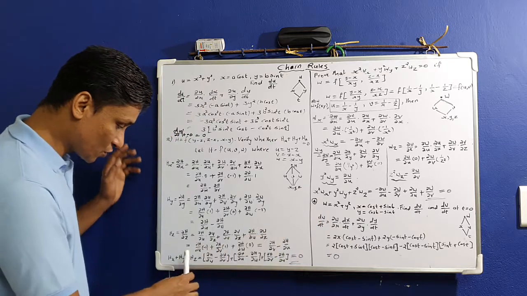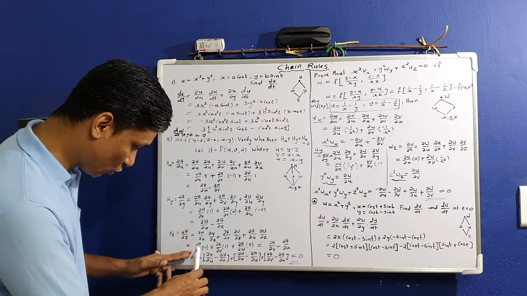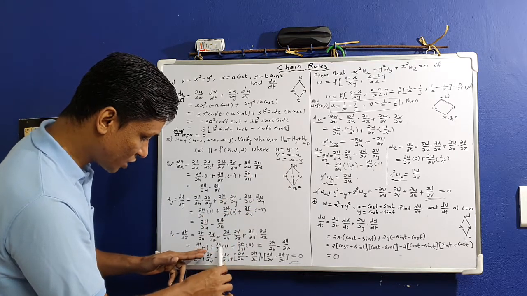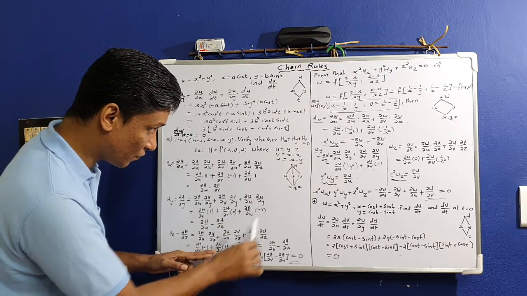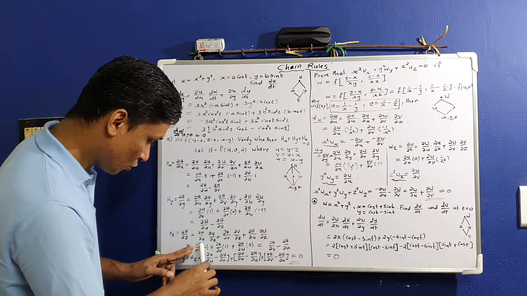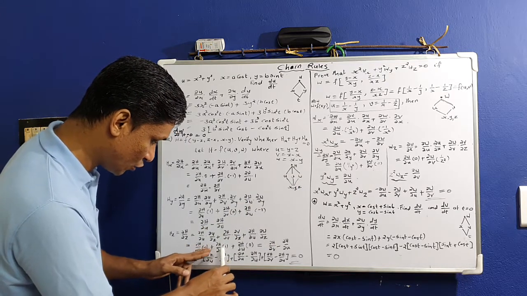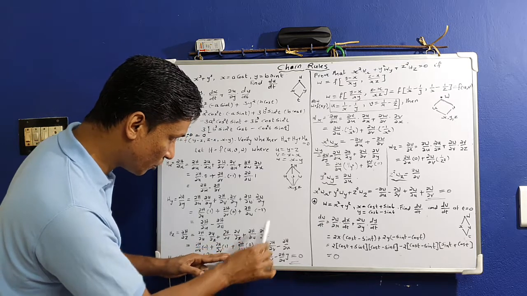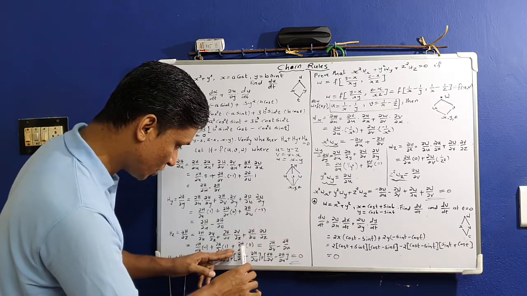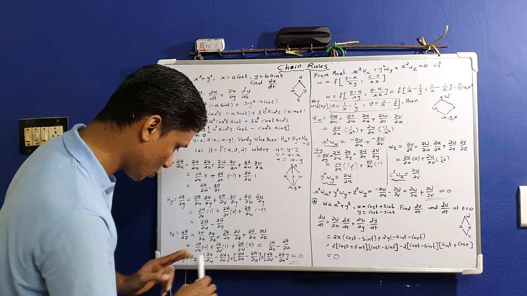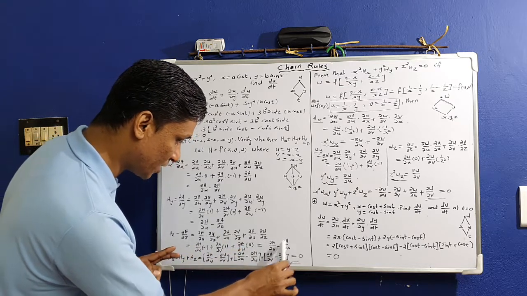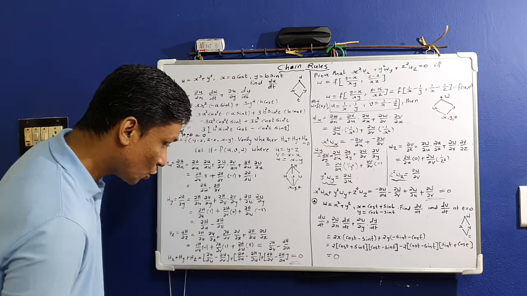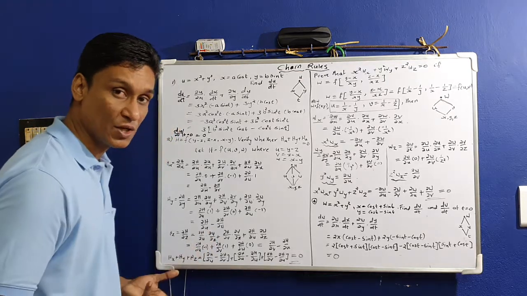So substituting those values in this expression, ∂h/∂u into ∂u/∂z, ∂u/∂z is minus 1, plus ∂h/∂v into ∂v/∂z, ∂v/∂z is 1, plus ∂h/∂w into ∂w/∂z, that is 0. ∂h/∂w into 0 is 0. So you get ∂h/∂v minus ∂h/∂u. So you have got hz also.